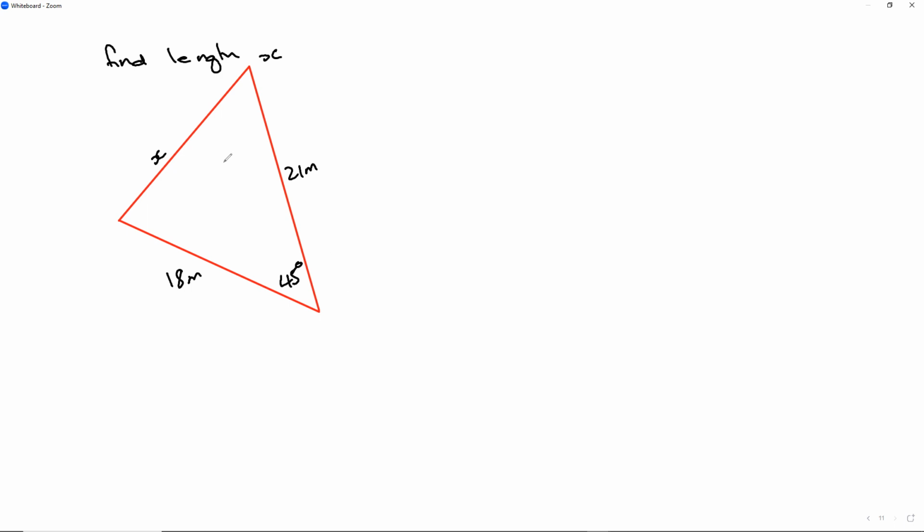I'm going to start from here, and let's say I call this angle A, which means I will call this a. I can choose to call this b or that b, that's up to me.